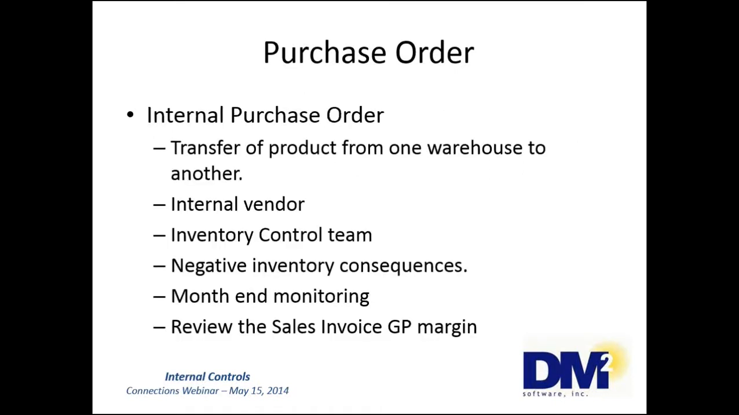Internal purchase orders allow an effective and efficient way to transfer product from one of your warehouses to another. This requires the use of an internal vendor for the transaction to suppress postings that we don't want posted. Inventory control team should define a process to document the transfers for capture into MAS. The internal POs should be processed as soon as possible to avoid any negative inventory consequences.